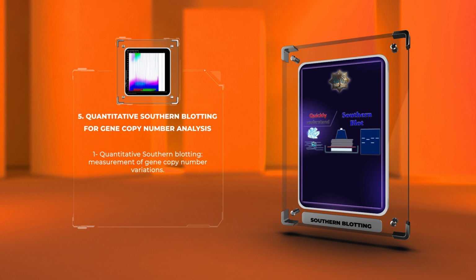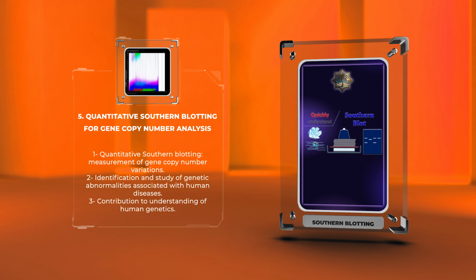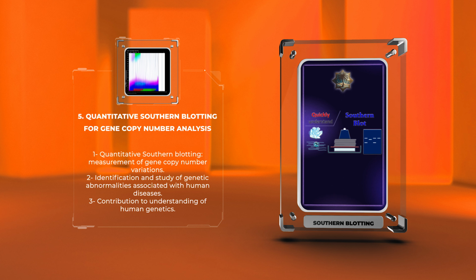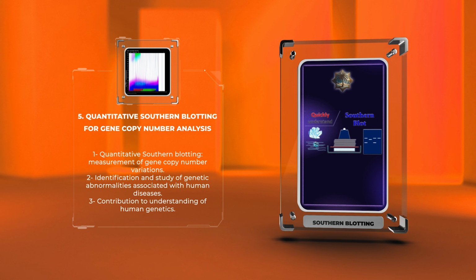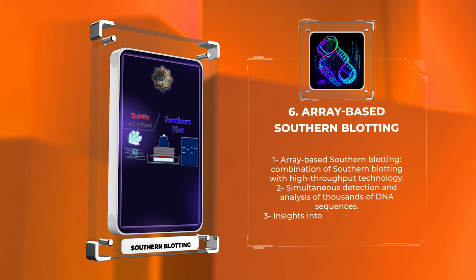In conclusion, quantitative Southern blotting is a powerful technique used to measure gene copy number variations in the genome. It allows researchers to identify and study genetic abnormalities associated with human diseases and contributes to our understanding of human genetics. Array-based Southern blotting is a technique that combines Southern blotting with high-throughput technology.